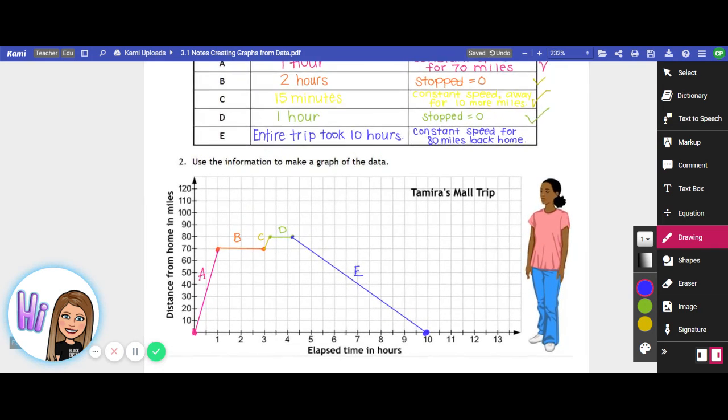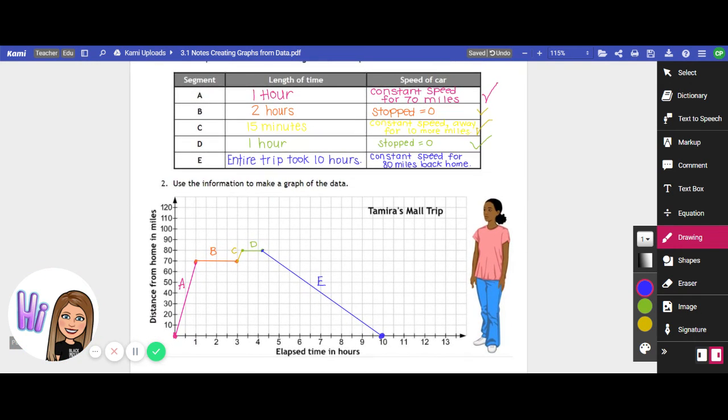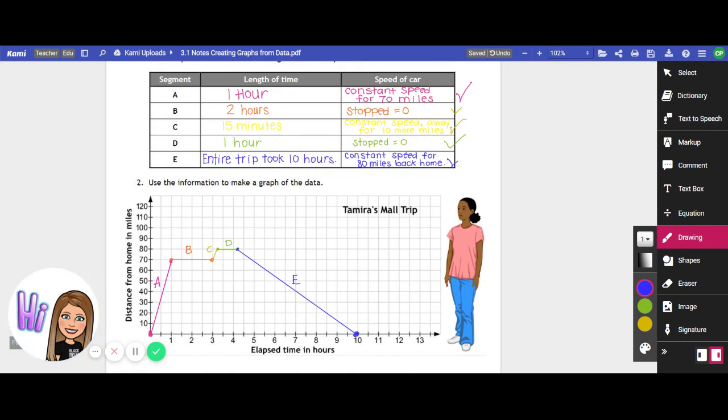So when you look at this graph, use the information to make a graph of the data. This is what it will look like. I want you to think about a few things. Does it look how you thought it would look? Maybe think about what surprised you. And definitely if you have any questions, go ahead and make comments. You can do the video comment, the text comment, or just write it on there. But I definitely feel like there's some stuff on here that might be surprising to you.